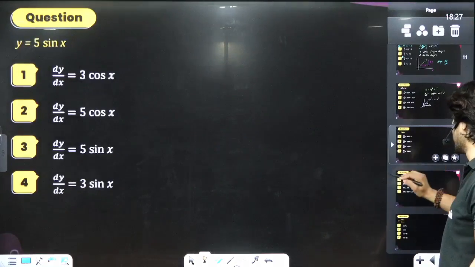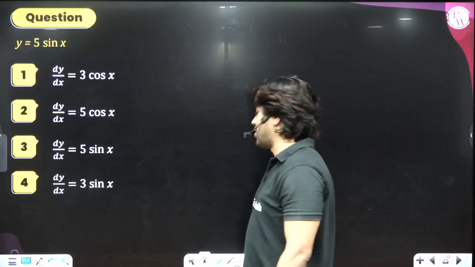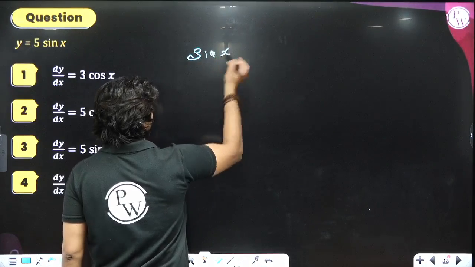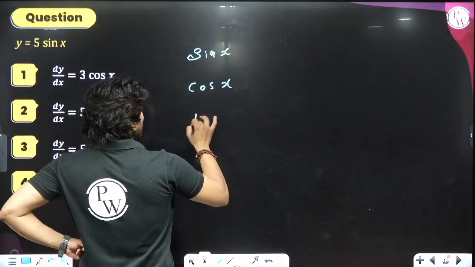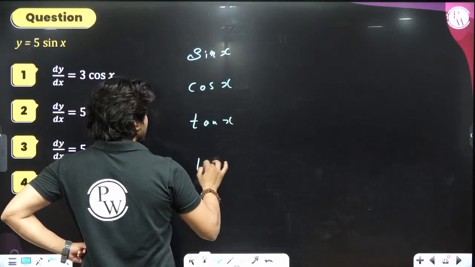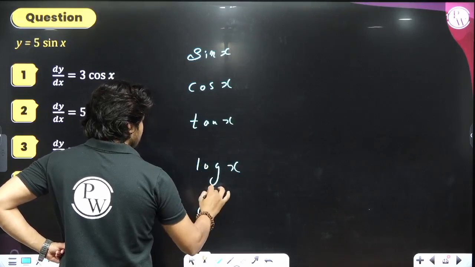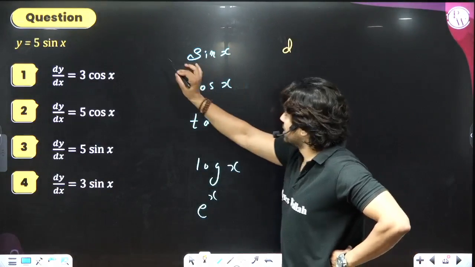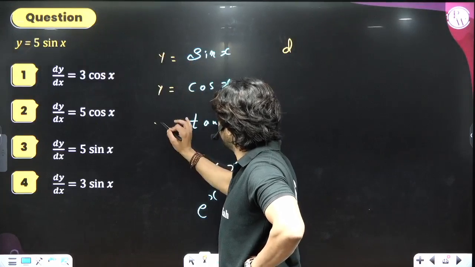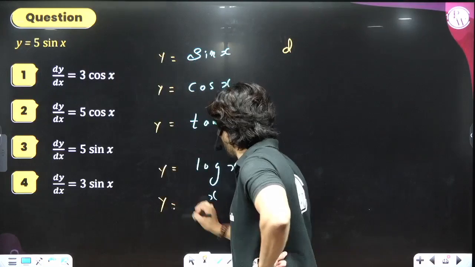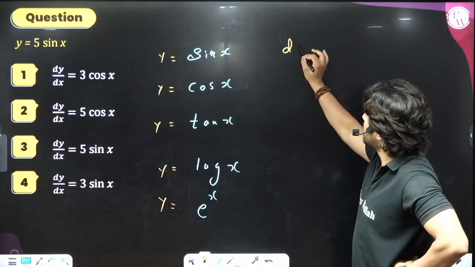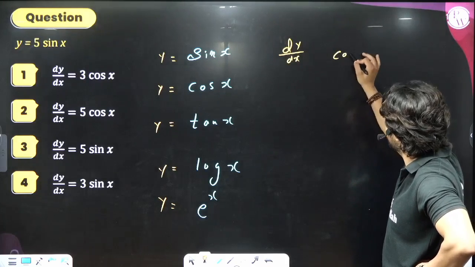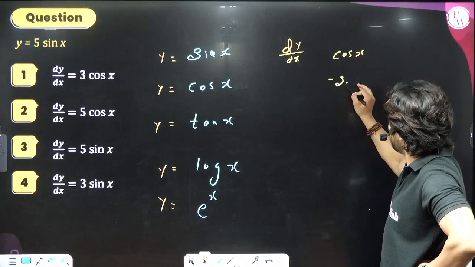The next question in front of you is this: simply y equal to 5 sin x. Now why is this question in front of you? Because of the differentiation of various functions. Are you even aware of the differentiation of these functions? Tell me quickly. What is the differentiation of sin x? What is the differentiation of cos x? What is the differentiation of log x, e to the power x? If y equal to sin x, dy by dx, the differentiation of sin x is cos x, and the differentiation of cos x is minus sin x.